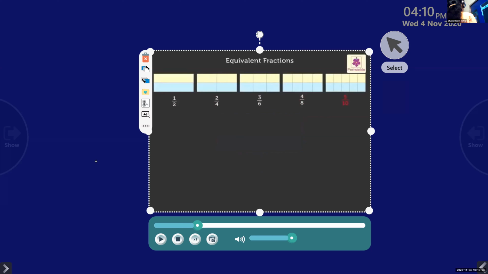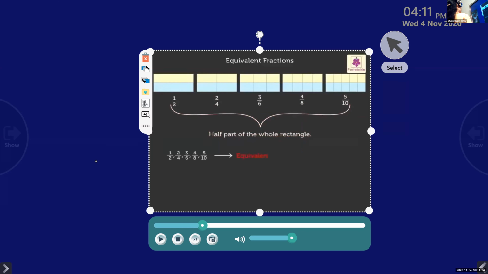5/10 all represent half part of the whole rectangle. These fractions are called equivalent fractions. Thus, we say two or more fractions that show the same part of the whole are called equivalent fractions. That is, half is equal to 2/4 is equal to 3/6 is equal to 4/8 is equal to 5/10.